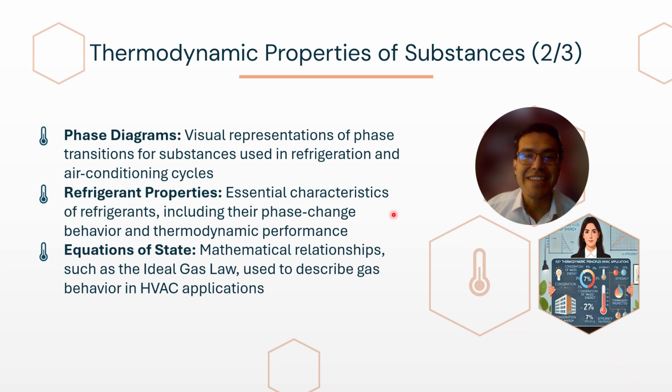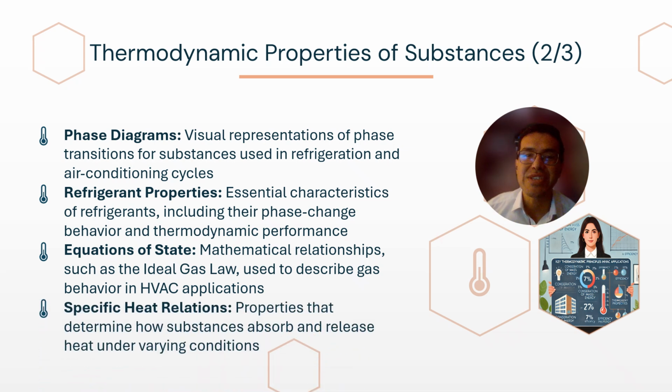Equations of state, such as the ideal gas law, provide mathematical relationships to describe the behavior of gases in HVAC systems. While the ideal gas law applies to gases at low pressures, more complex equations like the van der Waals equation account for intermolecular forces in real fluids. Additionally, specific heat relations at constant pressure and volume help engineers determine how much energy is required to change a substance's temperature, allowing for precise calculations in heating and cooling applications.